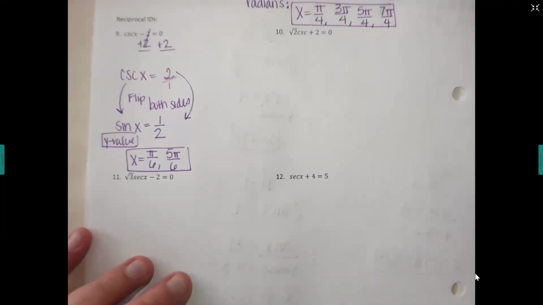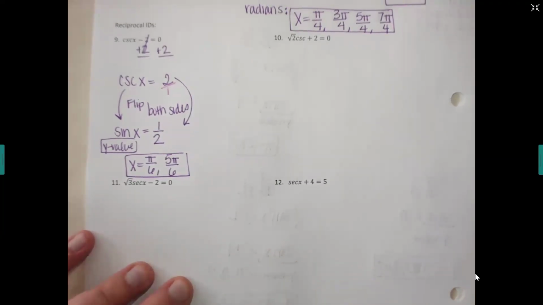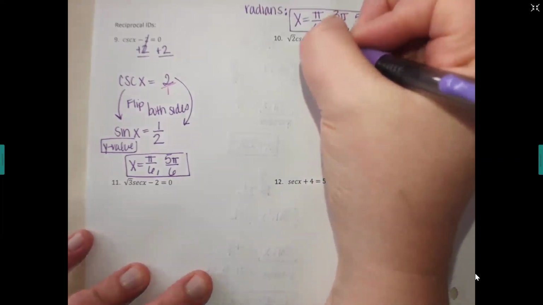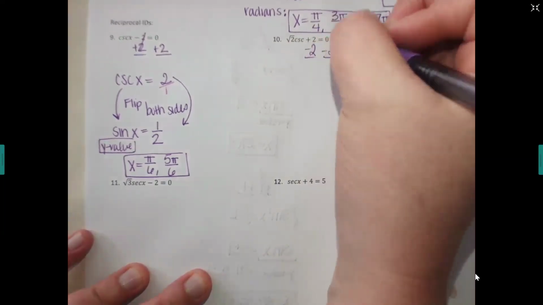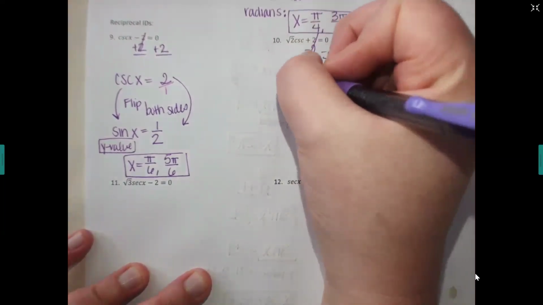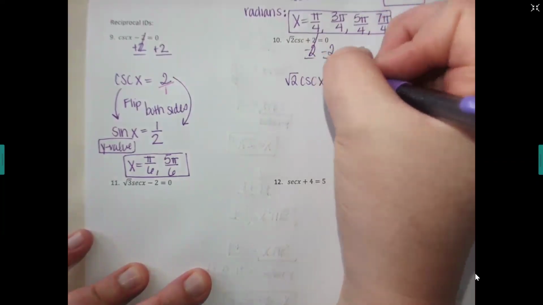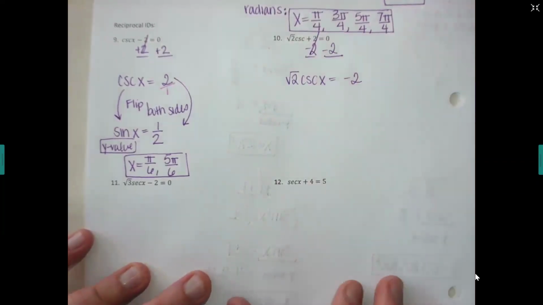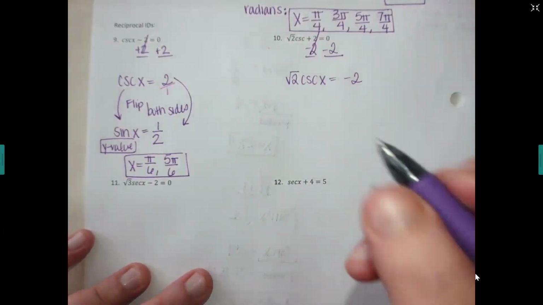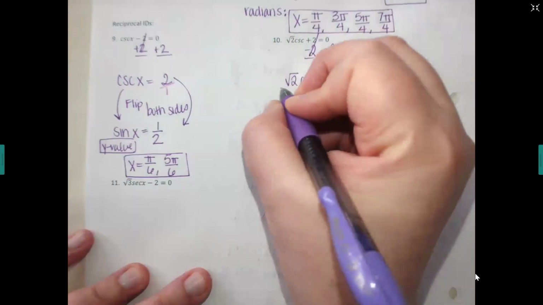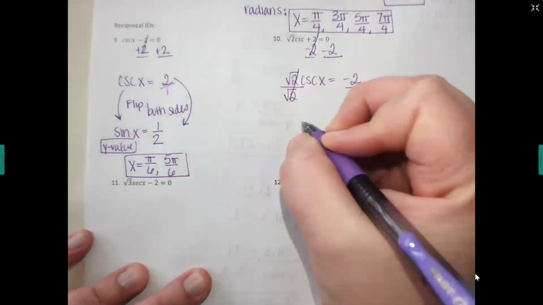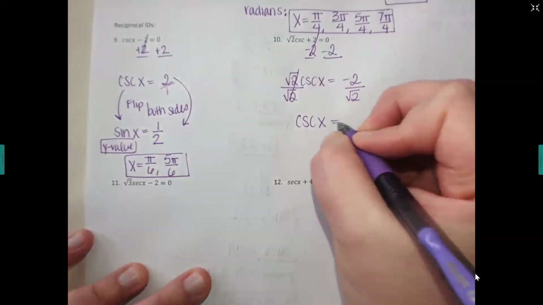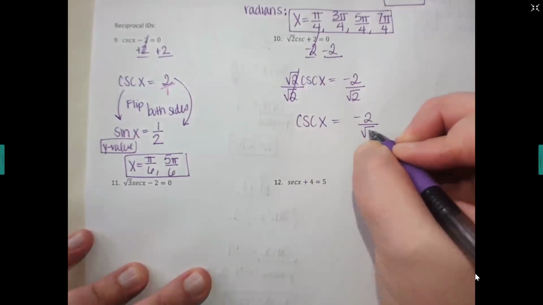Okay, go to number 10. Number 10 is root 2 CSC plus 2. What do I do? -2. Thank you. That's right. Good job, Reese. Okay, 0 minus 2 is -2. From here, I want to get rid of that root 2 from the front, so I'm going to divide it. Which means that I want CSCX to equal -2 over root 2.